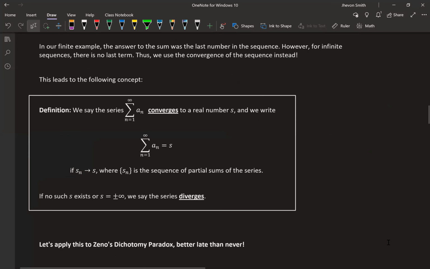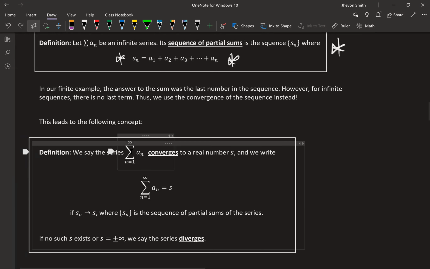This leads us to the following concept. We say a series converges to a real number S, and we can say the series is the number S, if the sequence of partial sums converges to the number S. In all other cases, we say that the series diverges. Okay?